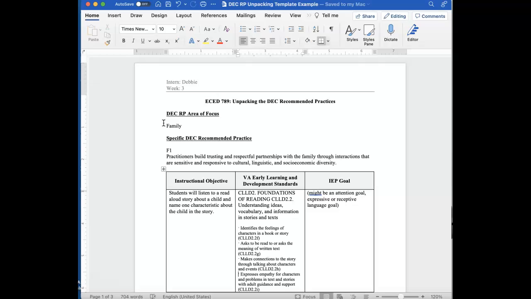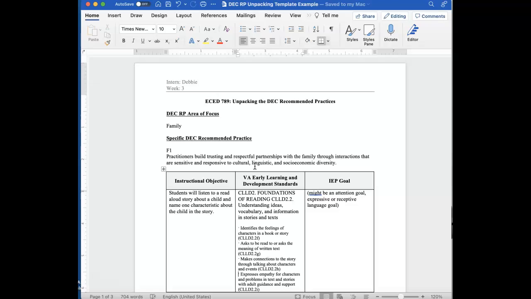When you have more than one area of focus that you're working on for a given week, there's no more than two areas of focus, so you're going to have two separate documents. I didn't have you do that in the first 2 weeks because we're just getting used to this, but in weeks 3 and 4, you're going to be unpacking recommended practices from two focus areas. You're going to do family and you're going to do interaction. So you're going to have two of these documents to complete on the weeks where there's two.